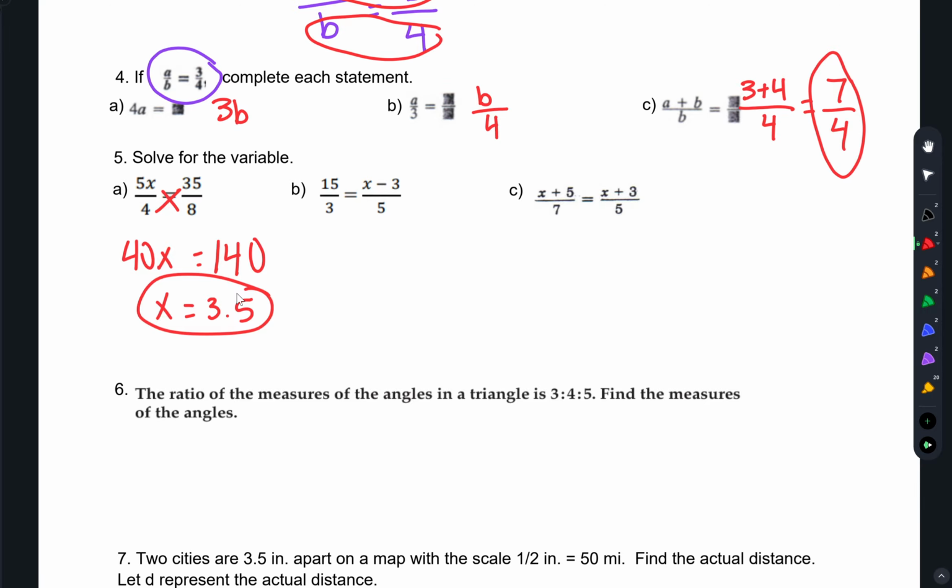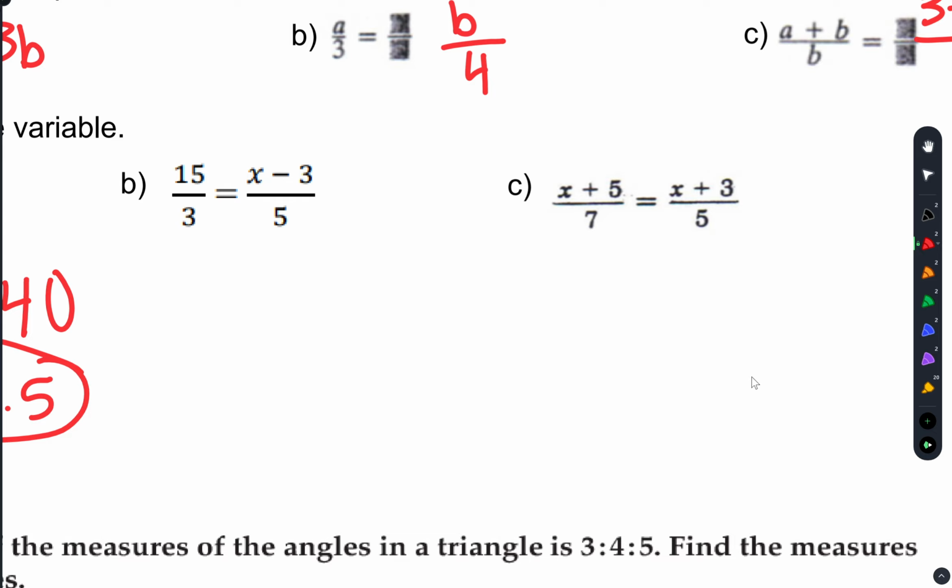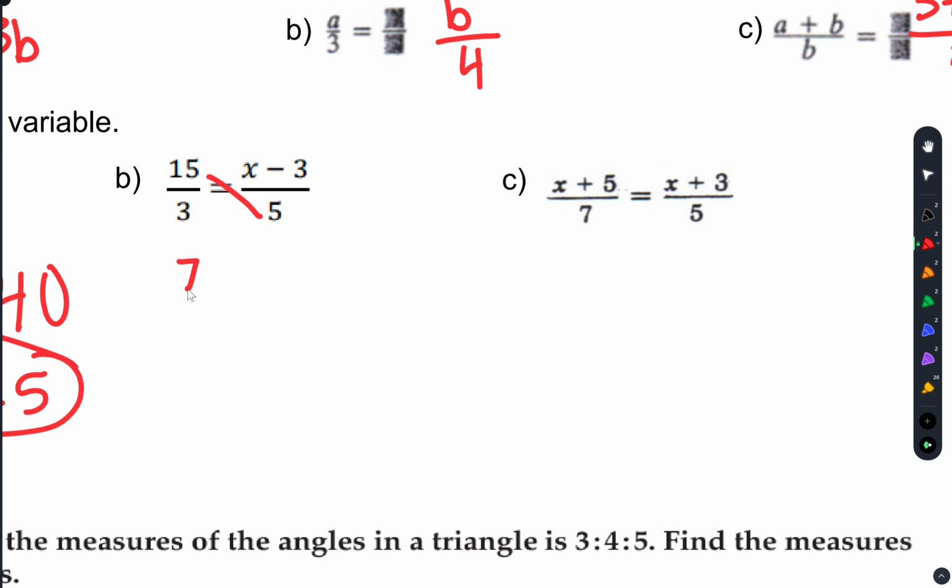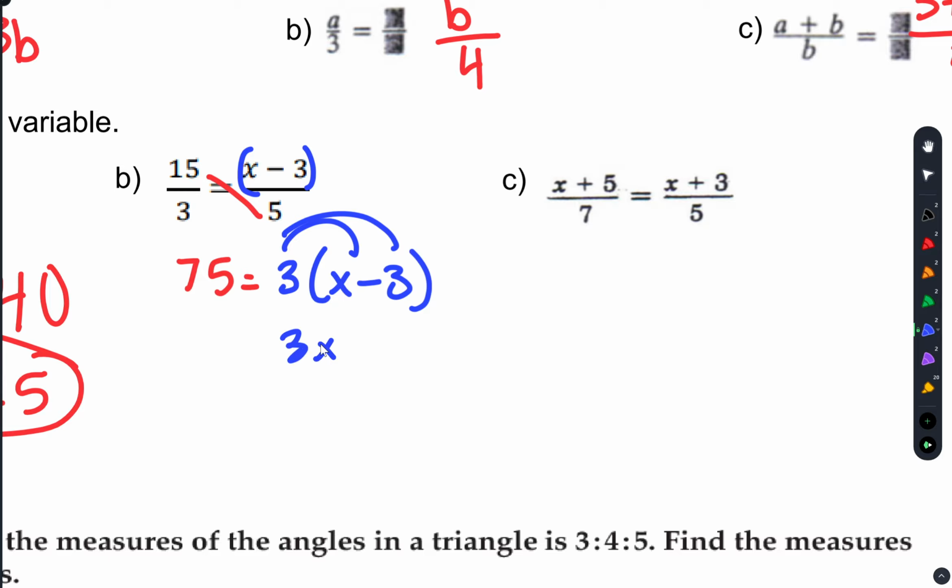The tricky part is when we get to proportions that look more like this. When I do a proportion like this, the 15 times the 5 is pretty straightforward. That's 75. However, on the other side, the key thing to remember is that we're going to have to distribute here. I have to multiply that 3 to both the x and the minus 3. So this is like 3 times x minus 3 in parentheses, and to solve, we're going to have to distribute. I believe this is 28.